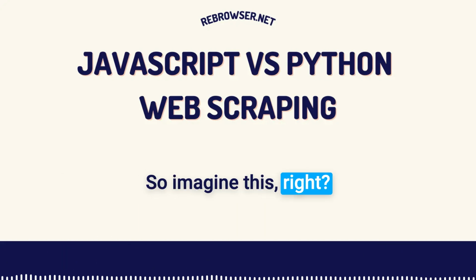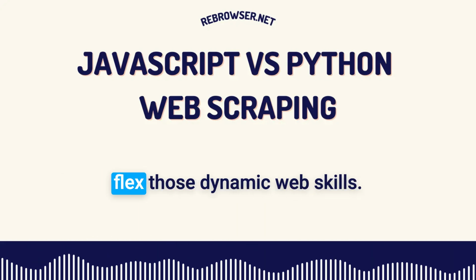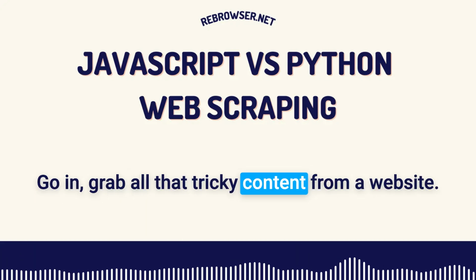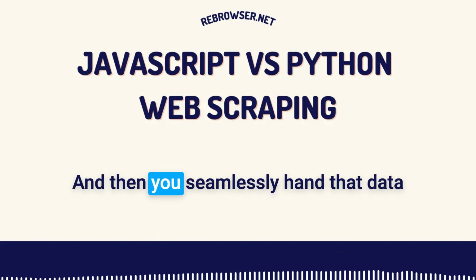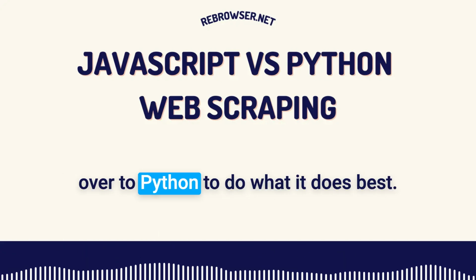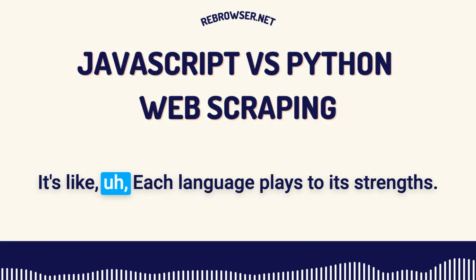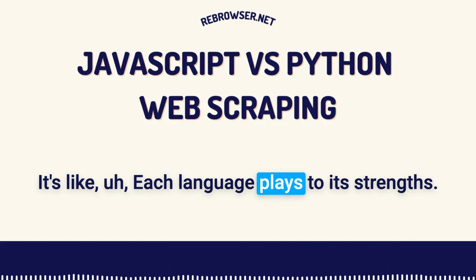So imagine this, right? You use JavaScript to flex those dynamic web skills. Go in, grab all that tricky content from a website, and then you seamlessly hand that data over to Python to do what it does best. Process it, analyze it, make sense of it all. It's like a match made in heaven. Each language plays to its strengths.